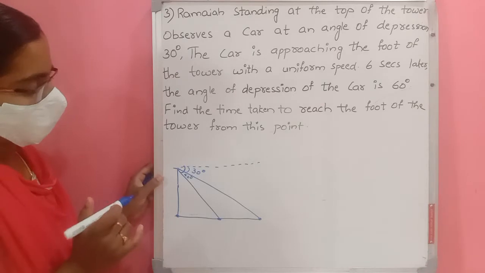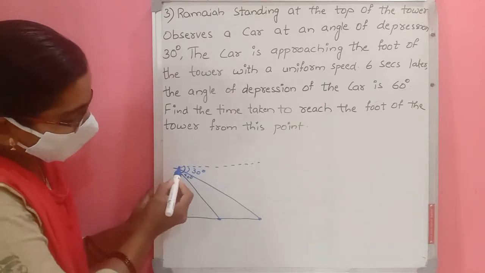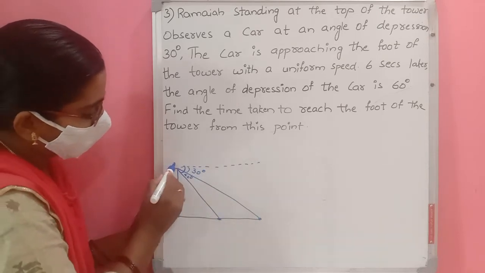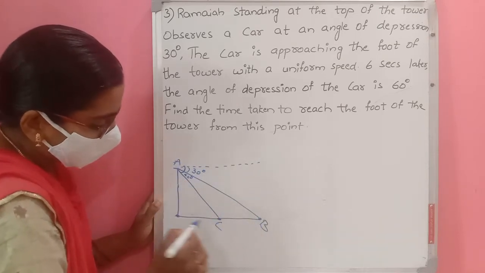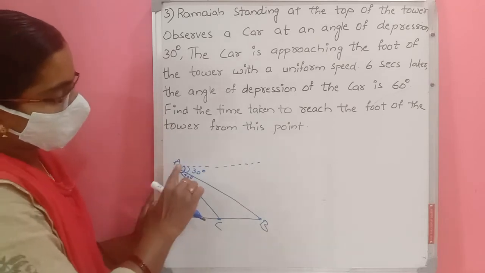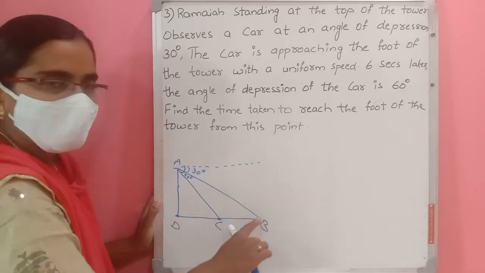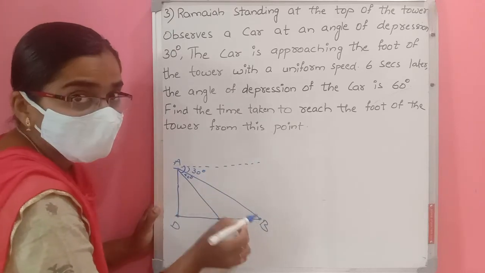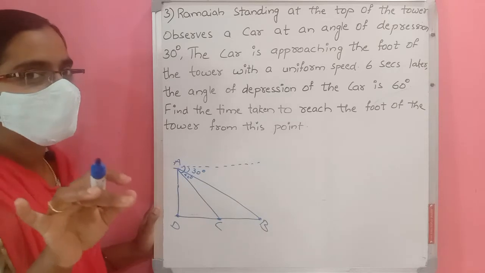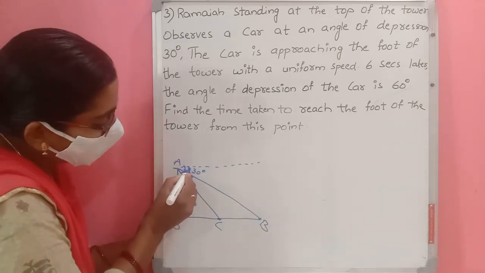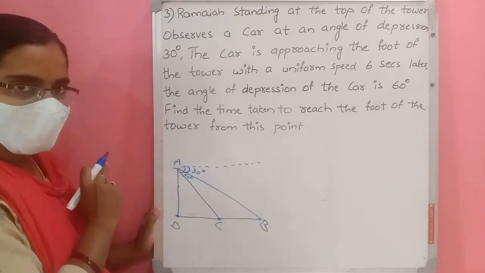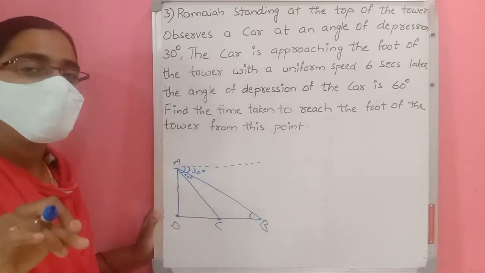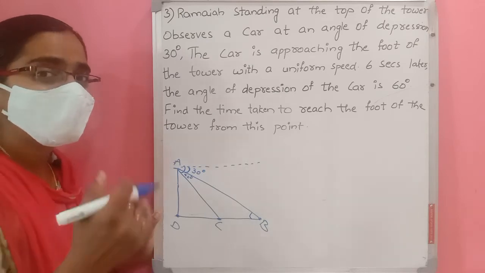Okay. So first, just observe here. This is a line which is parallel to the ground. I will write here A, B, C, D. So this is line AD and line BC. These two are parallel lines and this is a transversal. If you take AB as a transversal, this is the angle 30 degrees, an interior angle, and this is also an interior angle. These two are alternate interior angles. Alternate interior angles are equal.